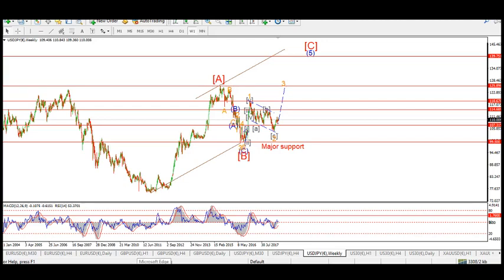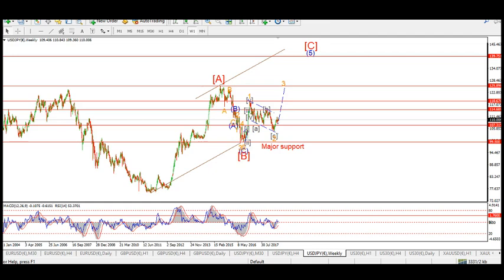Hi, welcome guys and gals to the long-term wave count for dollar yen. It's the middle of 2018 at the moment, so hello all in the future. We're going to go through the weekly count down to the daily count and possibly the 4-hour count also.